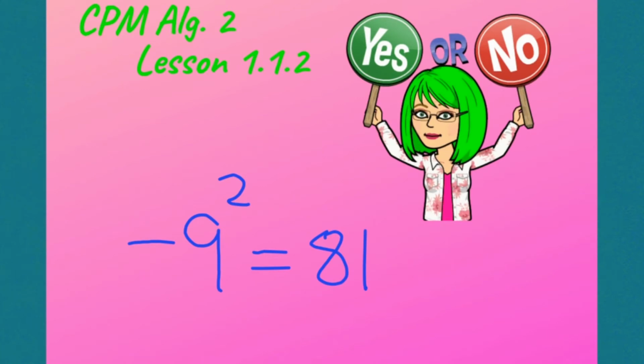Welcome to lesson 1.1.2. I am starting out with one of my little questions here, and you are going to let me know what you think the answer is by the end of the video. So just take a look and tell me if you think negative 9 squared equals 81. We'll talk about it at the end of the video.